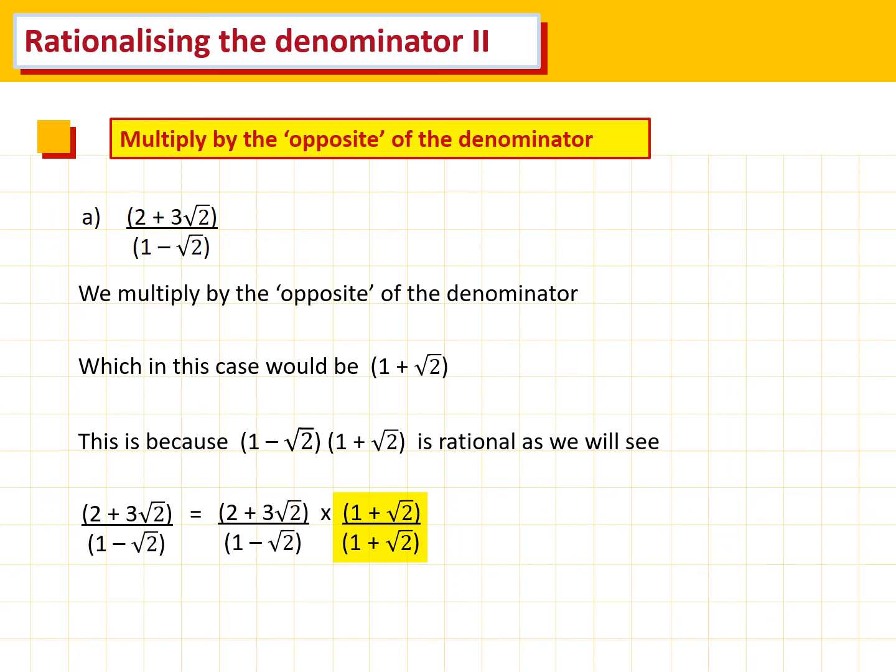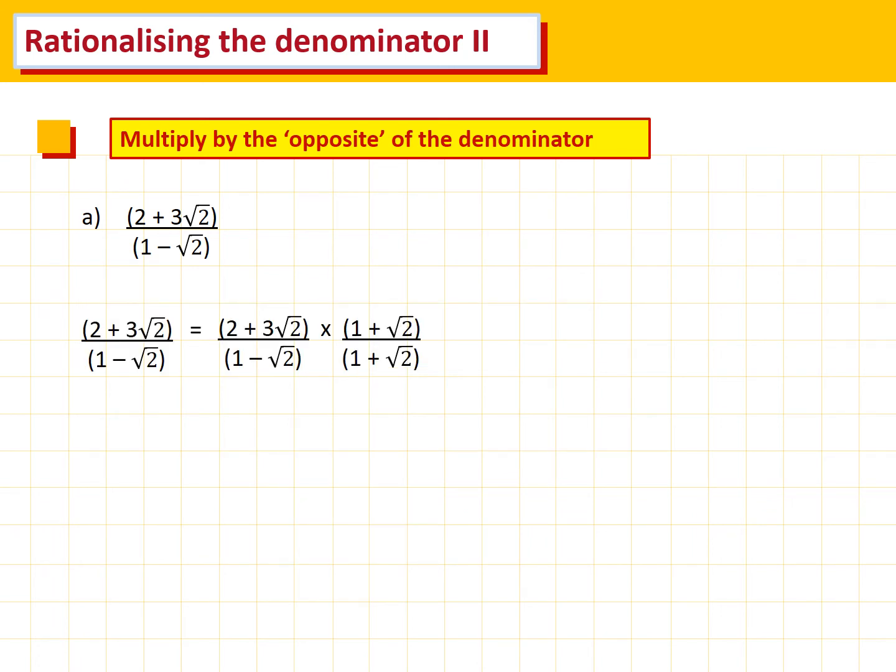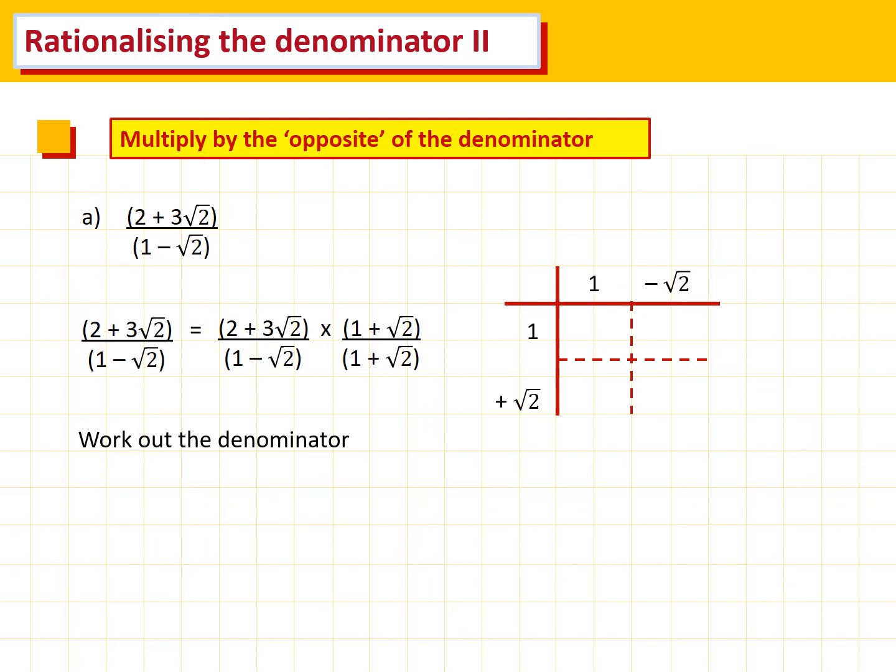So there are two things there. One is we're multiplying by something here, which is 1, so it doesn't change the value. And the multiplier we pick is the opposite of the original denominator, so it's 1 plus root 2. And 1 minus root 2 times 1 plus root 2, we will lose the root 2 from our answer, I promise. Let's do the multiplying out then. First of all, we're going to work out the denominator, which is 1 minus root 2 times 1 plus root 2.